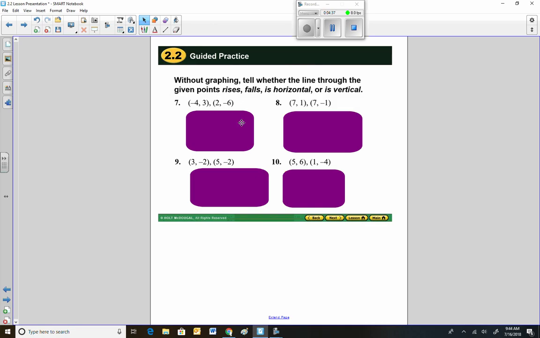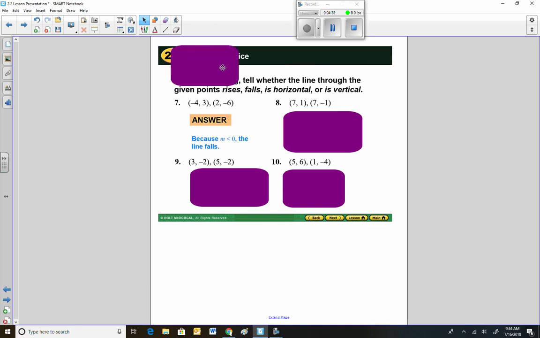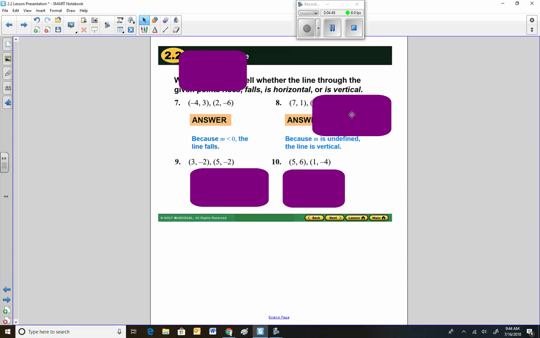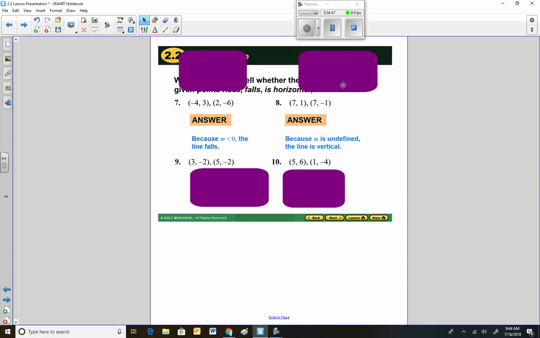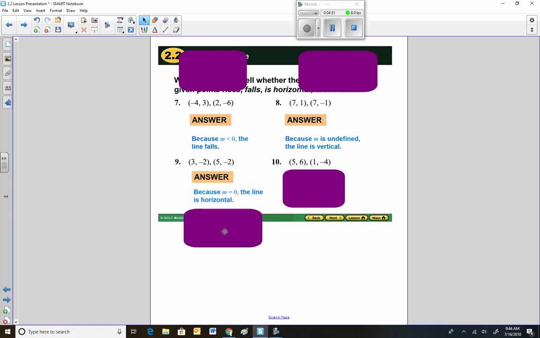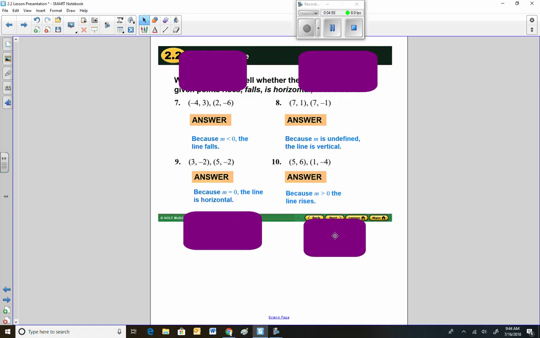Welcome back. Let's see how you did. Number 7, the slope was less than 0, so it was negative. Number 8, the slope is undefined, so it's vertical. And number 9, the slope is 0. It's flat. It's horizontal. And number 10, the slope was positive, so the line rises.